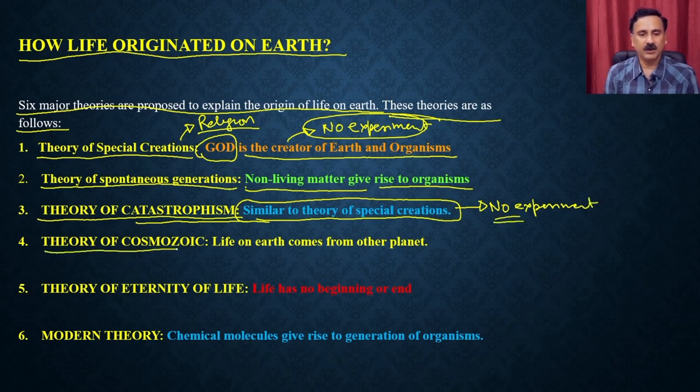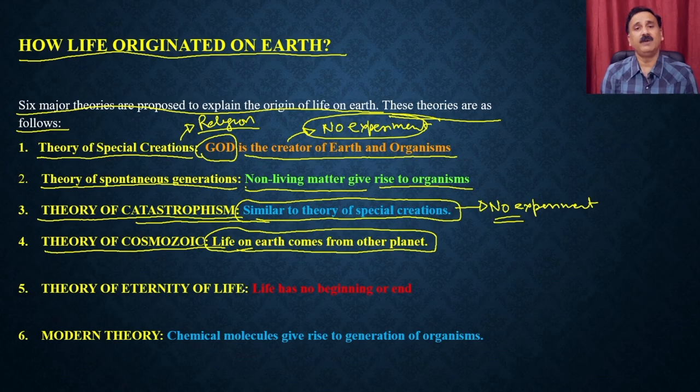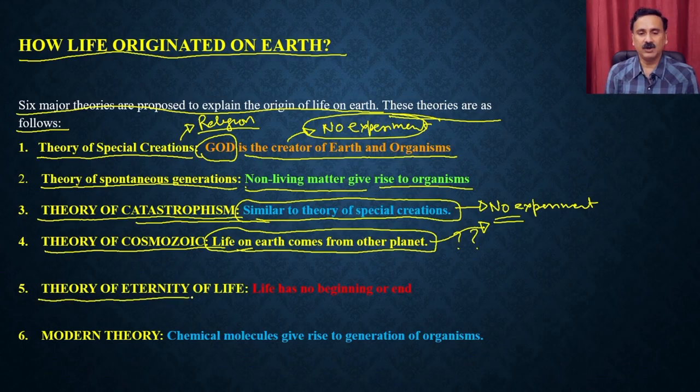Then we have the theory of cosmozoics. The scientists supporting the theory of cosmozoics believe that life on the earth comes from another planet. But the main question remains unanswered: even if life came to the earth from another planet, how did life originate on that planet? That question is also not answered, and this theory was also proposed without any experimental basis.